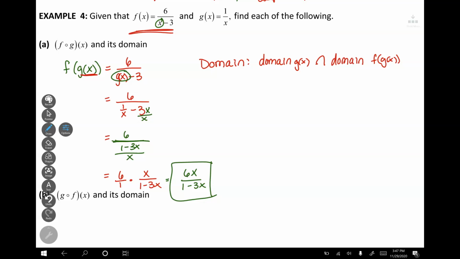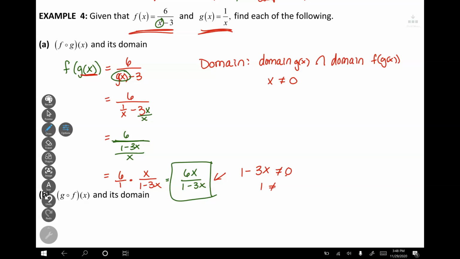Okay, so let's get the domain of g of x. For g of x, well, look at the function g of x right here. Denominator cannot equal 0, so x cannot equal 0 for the domain of g of x. Now the domain of the composite function, so we're looking down here, that's f of g of x. Well, the denominator can't equal 0, so 1 minus 3x cannot equal 0.